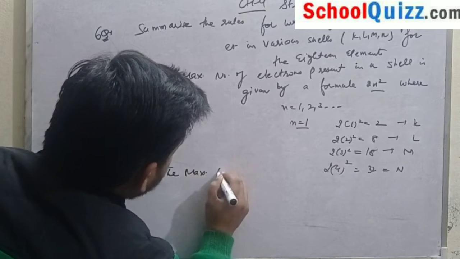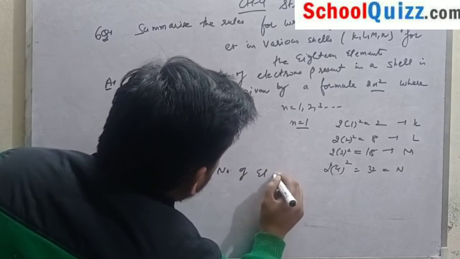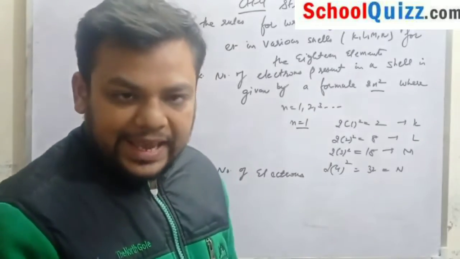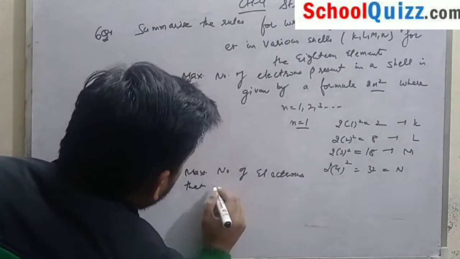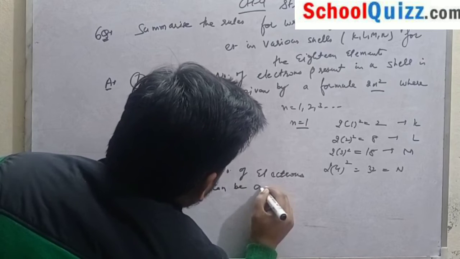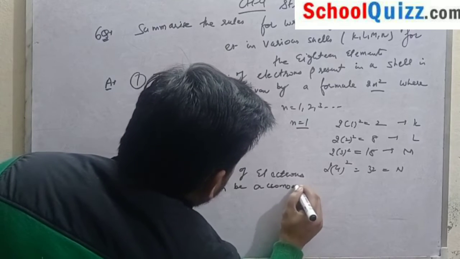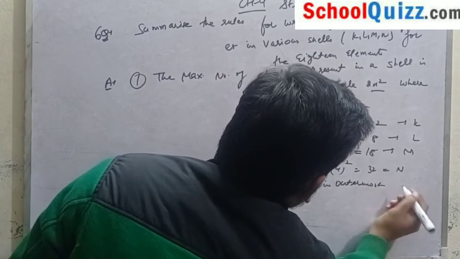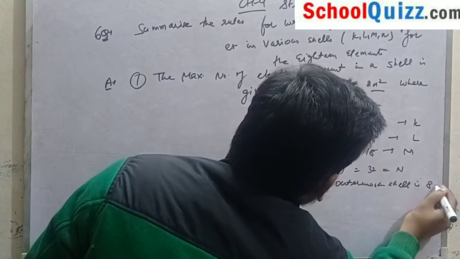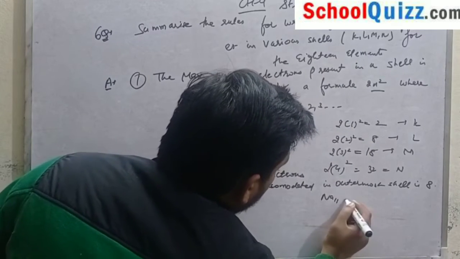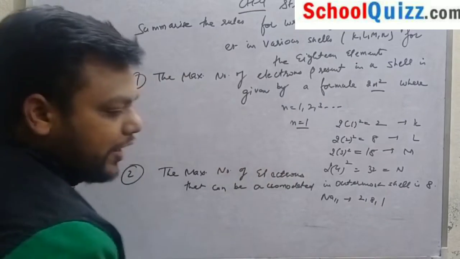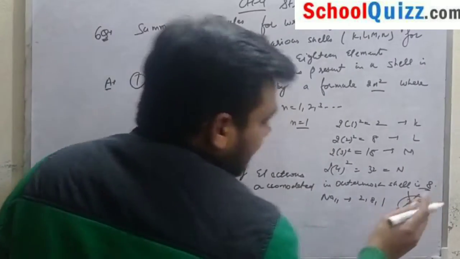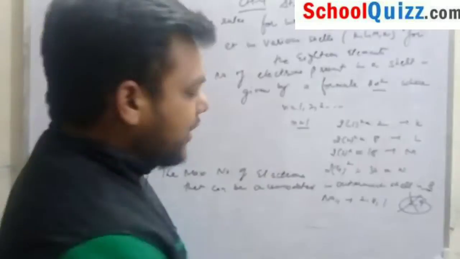The second is that the maximum number of electrons that can be accommodated in the outermost shell is 8. For example, if we write sodium, 11, it is 2, 8, 1, not 2, 9. It is not like that, because in the outermost shell the maximum number of electrons will be 8.